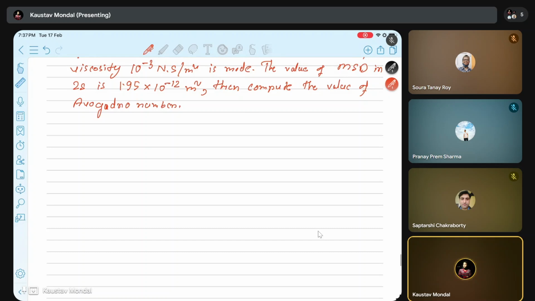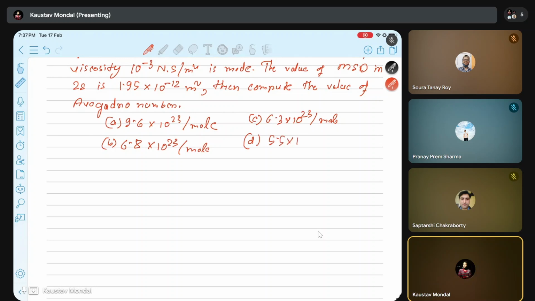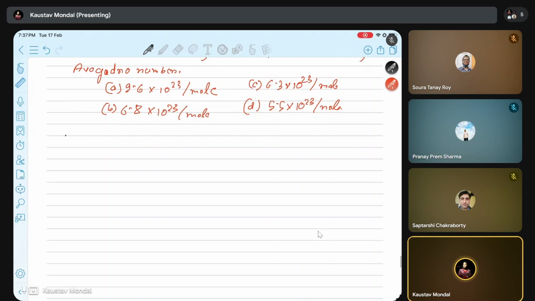The options are also given, although they are not needed. A is 9.6 into 10 to the power 23 per mole. B is 6.8 into 10 to the power 23 per mole. C is 6.3 into 10 to the power 23 per mole. Option D is 5.5 into 10 to the power 23 per mole. You already know the correct answer, but the main thing is how you are doing the calculation.